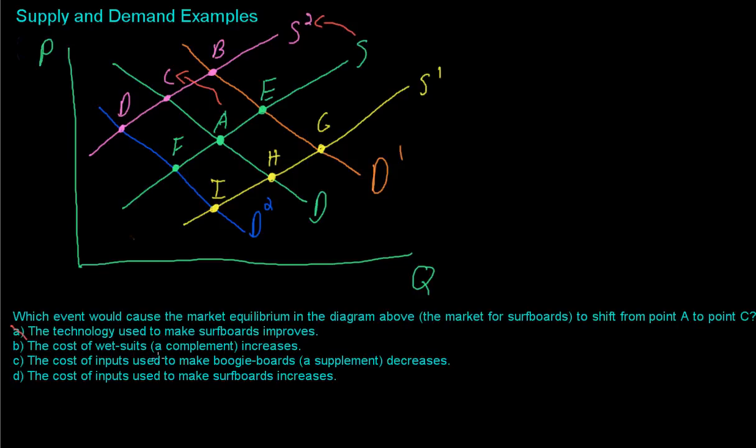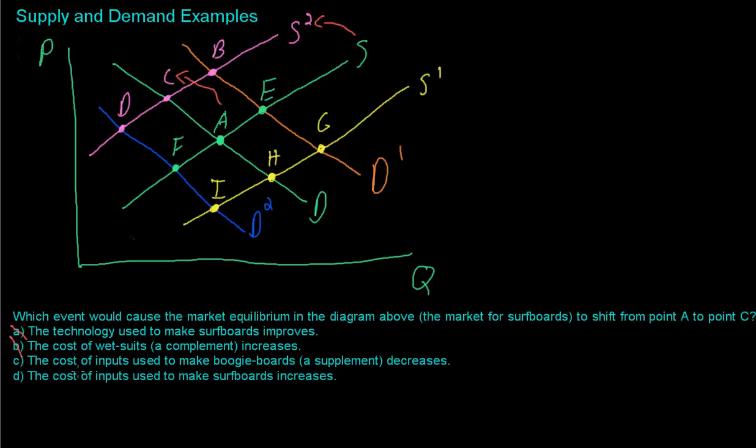Then the cost of wetsuits, a complement, increases. So remember, if the cost of a complement increases, that decreases the demand for the good that we're talking about. So it's like wetsuits and surfboards go together, and now wetsuits are more expensive, so you have less money to spend on a surfboard. So that's going to affect demand. And one thing that's really easy to remember is that any effect that happens to a complement or a supplement always affects demand. It doesn't affect supply. So because we're dealing with a shift in supply here, we know that it's not B.